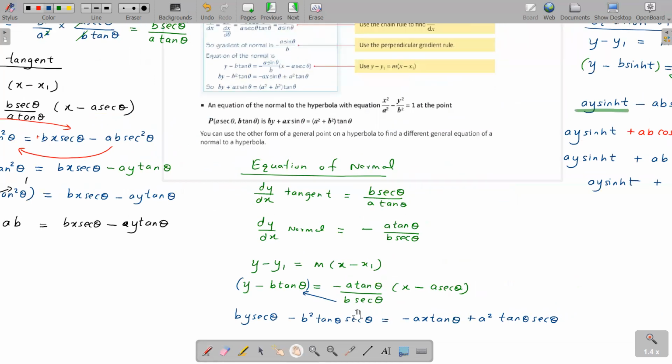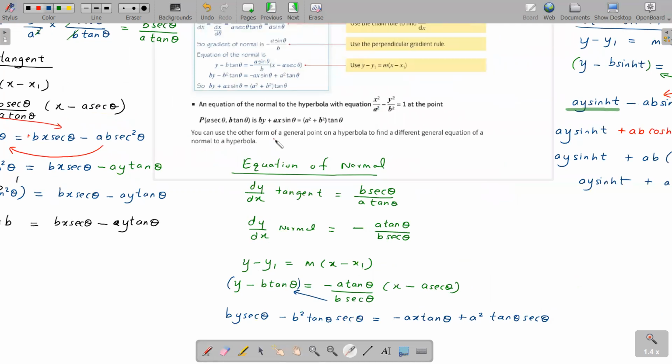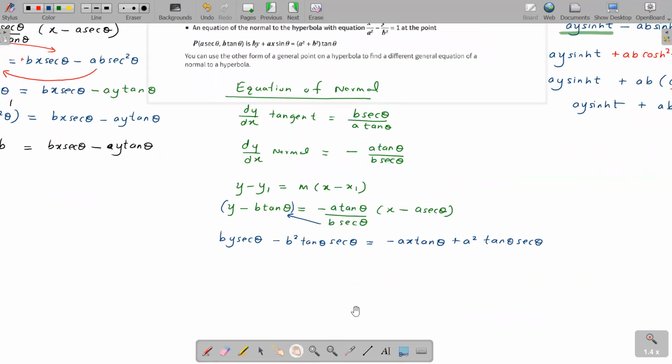Okay, then we need to get the show that, which has what? ax sine theta plus by, and ax sine theta equals a square plus b square tan theta. Okay, now I can see it. This is what I need to get. This is my show that. So I can see now there is no by sec theta in it, but now I have by sec theta. They don't have a by sec theta. Do you see?